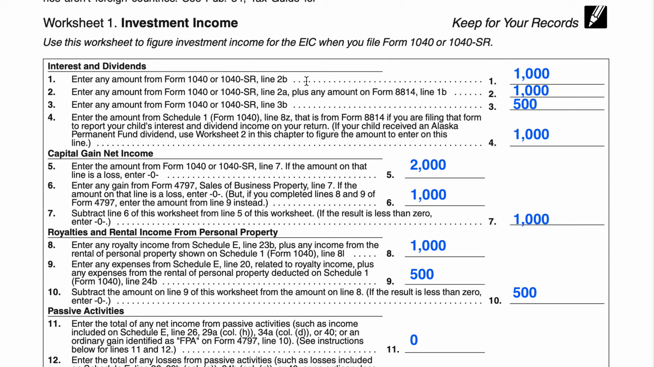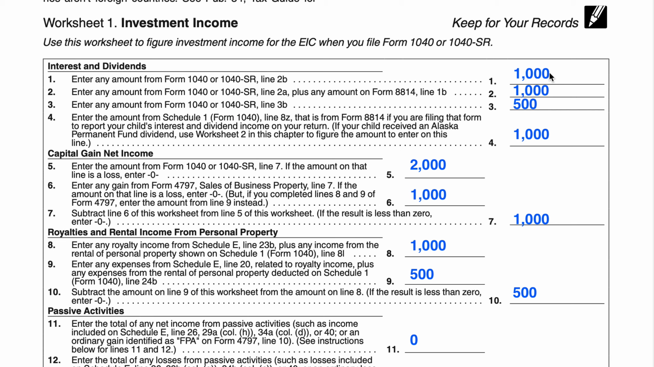In line 1, we're going to enter any amounts from your Form 1040 or Form 1040-SR. So when I say Form 1040, that is a stand-in for either your Form 1040 or Form 1040-SR, depending on which form you file for your tax return. So this is the taxable interest line. In this case, we just put down $1,000 of taxable interest.